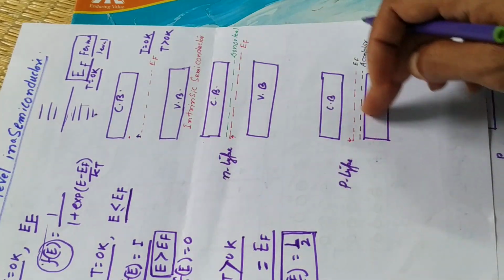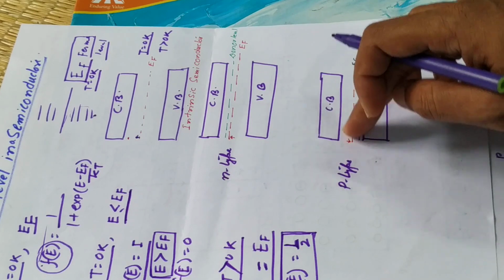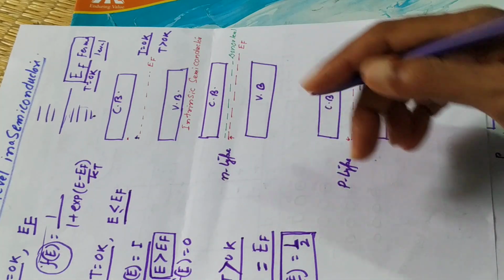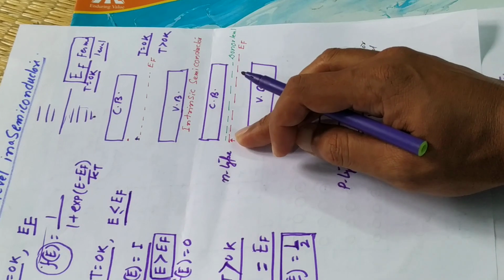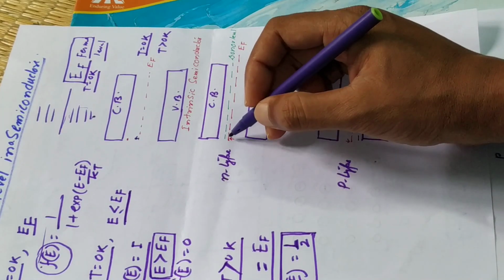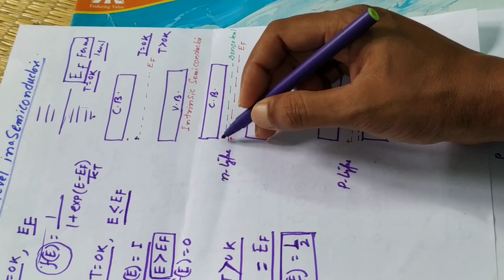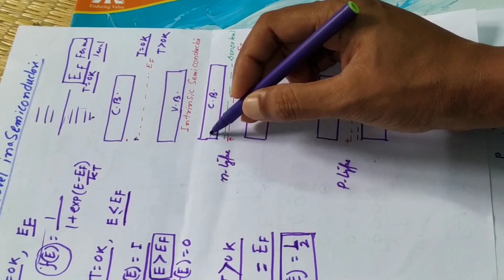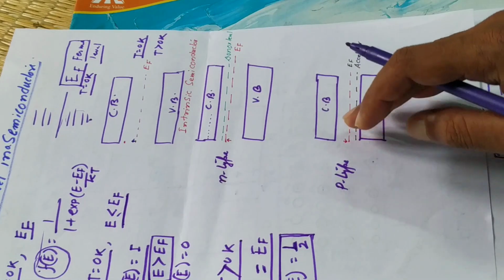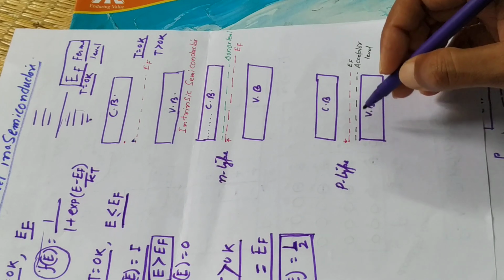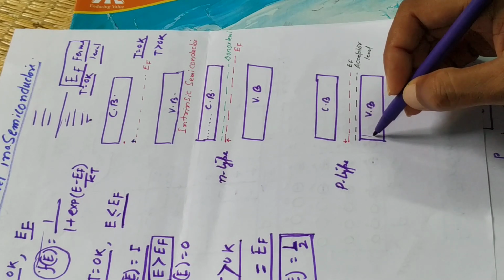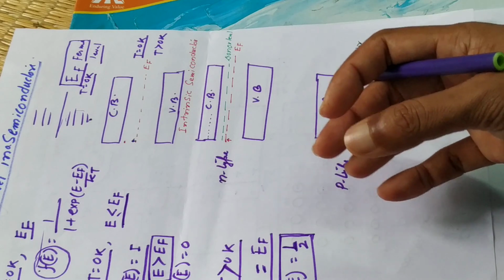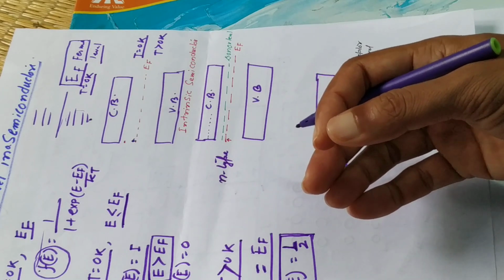But for extrinsic semiconductors, the position of the Fermi level depends on the doping concentration. For an n-type semiconductor, when the doping concentration increases, the Fermi level moves closer to the conduction band, and for very high doping concentration, the Fermi level goes into the conduction band. For a p-type semiconductor also, for high doping concentration, the Fermi level goes into the valence band. These types of semiconductors are called degenerate semiconductors, and these semiconductors are used for the construction of tunnel diodes.